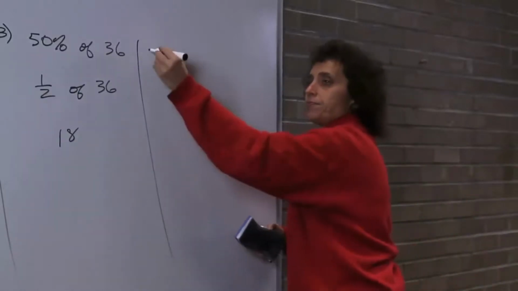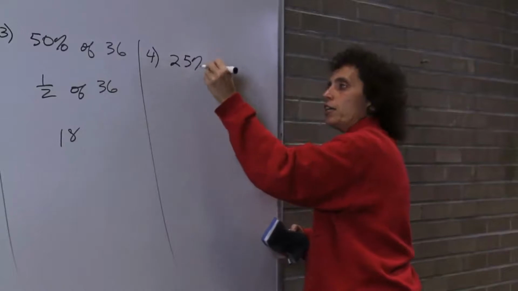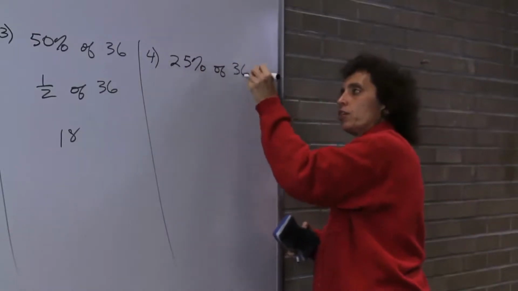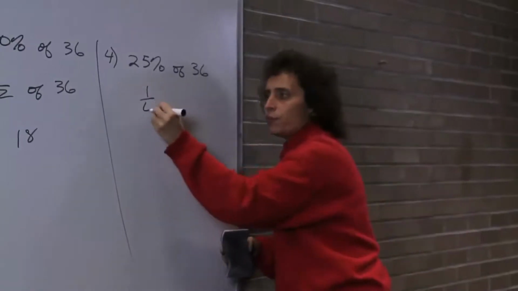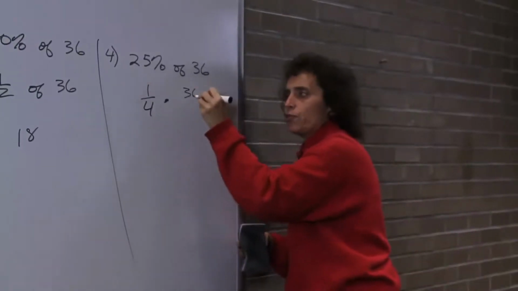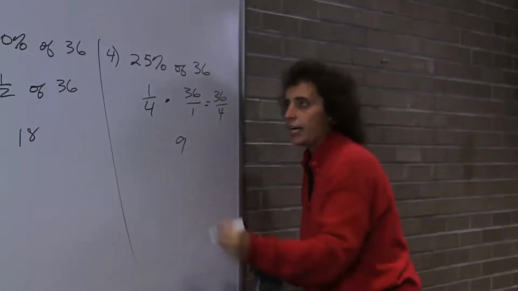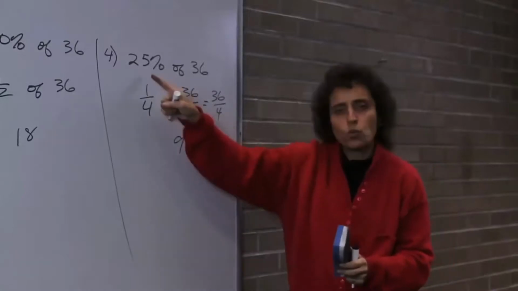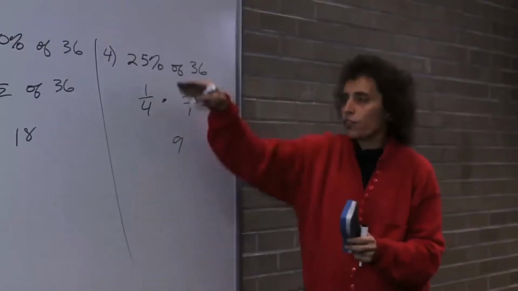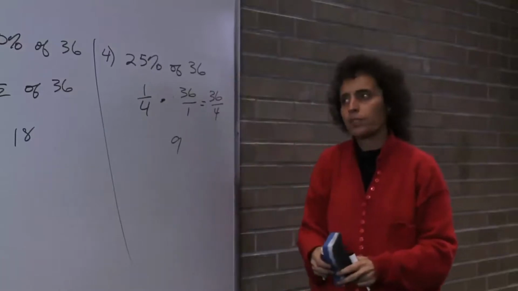Oh, sorry, I skipped 25%. Let me go back. 25% of 36. We said that meant 1/4 of the number. 1/4 of the number, remember, means to divide by 4, which is 9. So 25% of 36 is 9, because 25% is 1/4. 25 over 100 reduces to 1/4. We showed you that a second ago.